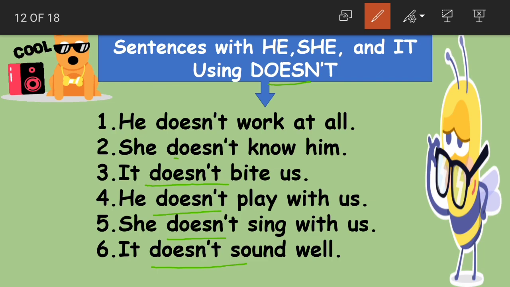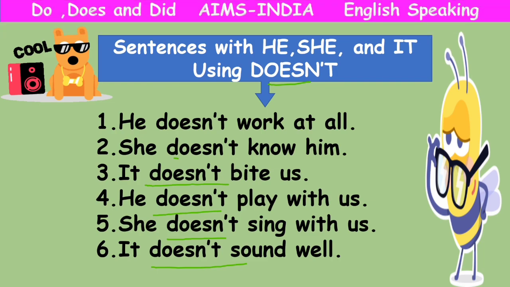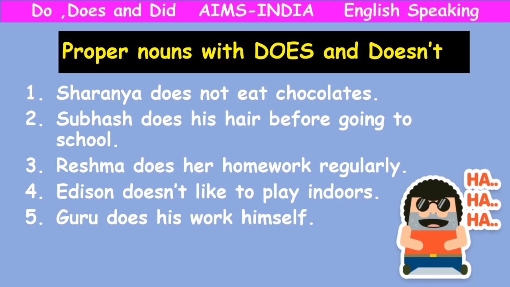So in the before slide I said you it does sound well. No, it does not sound well in the sense you are not happy to hear that. So that was not good news type of thing. So like this you have to use does not in the sentences when you are using he, she and it. Clear, children? Now in proper nouns, so proper nouns are the names of persons, places, things and animals. So proper nouns also go with does and does not, children.